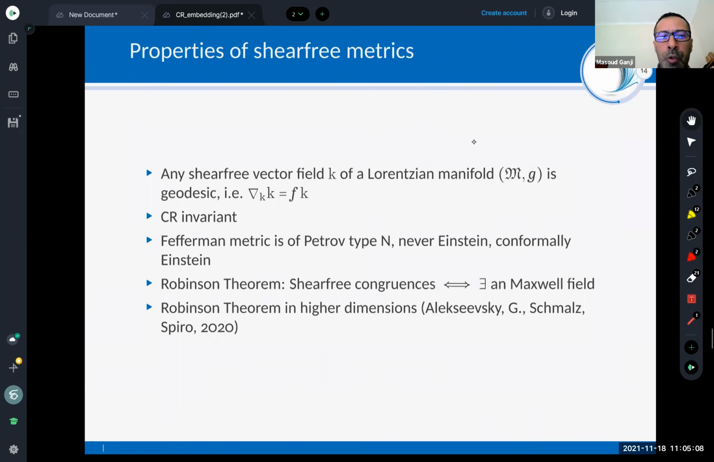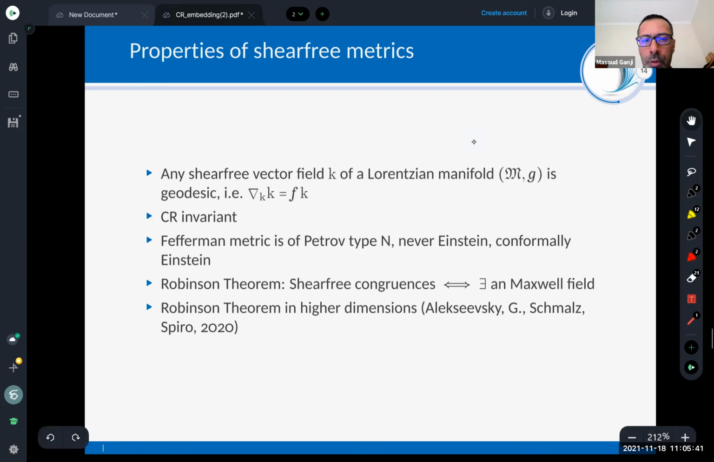So maybe it's good to mention the Robinson theorem also here. It says if you have a shear-free congruence, like that vector field K, there exists, should be A, not N, an electromagnetic field, so a Maxwell field, and the converse is also correct. And I think in our recent publication with Dmitry Alexeevsky, Gerd, and Andrea Spiro, we proved this theorem in high dimensions in both directions.